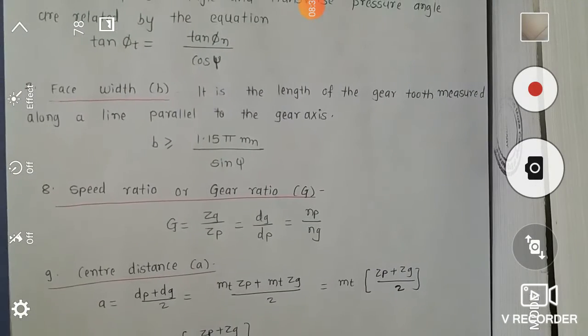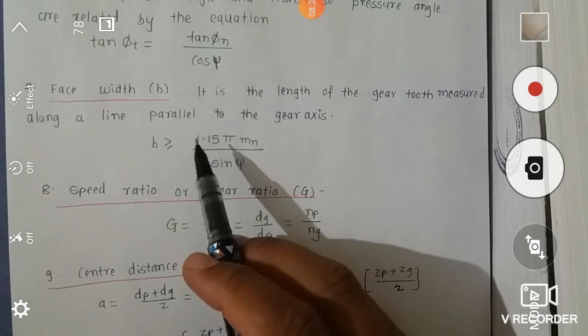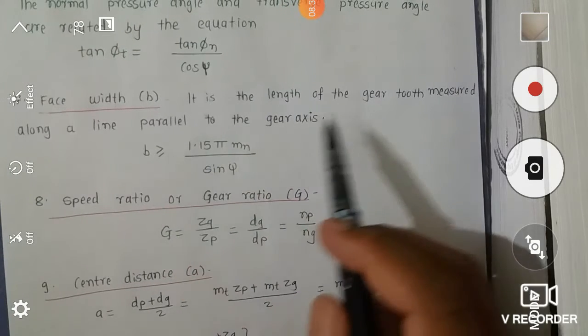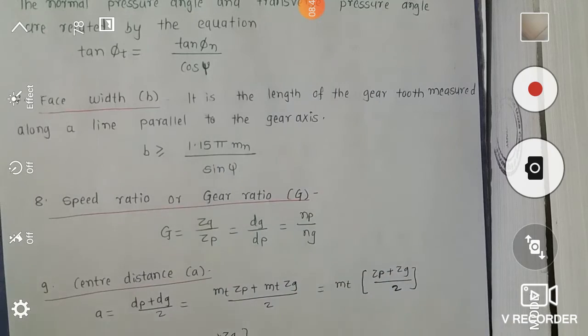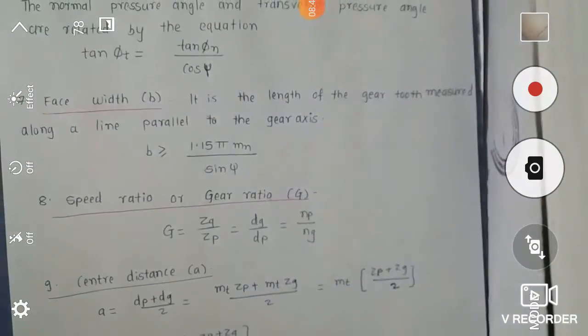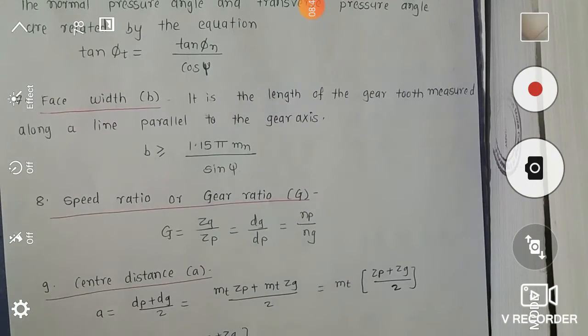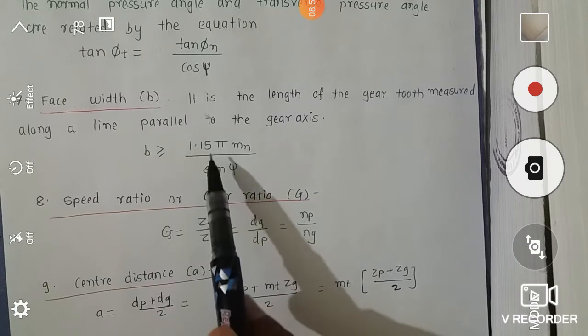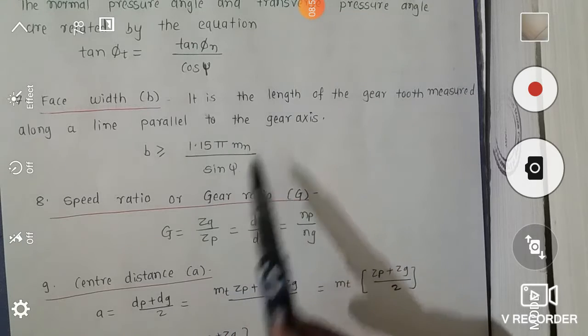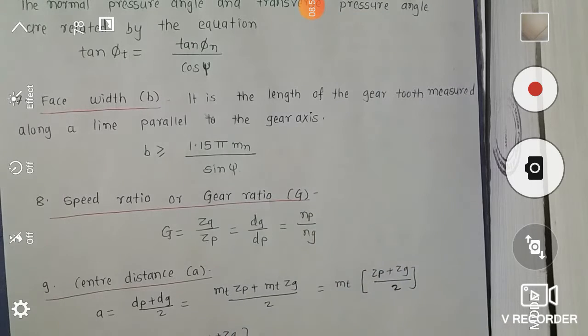Next important term is face width, which is indicated with symbol B. It is the length of the gear tooth measured along a line parallel to the gear axis. And if we see the formula, B must be greater than or equal to 1.15 × π × mn upon sin ψ.